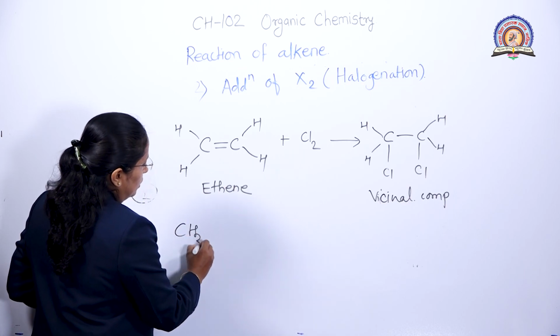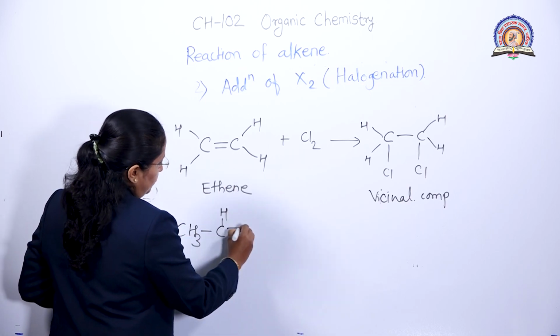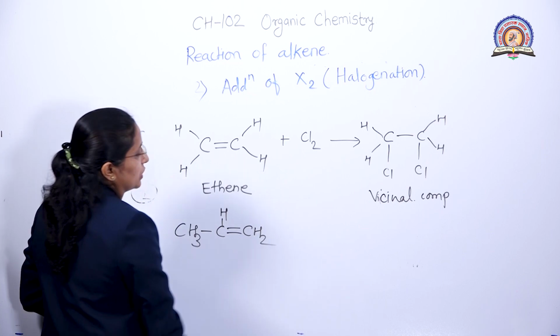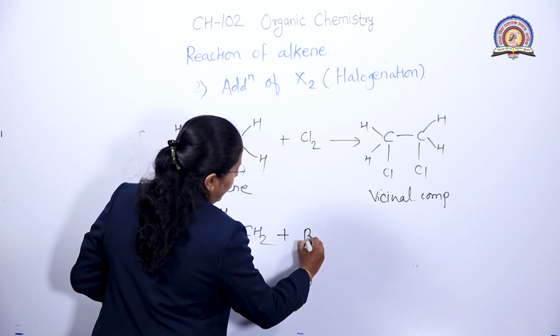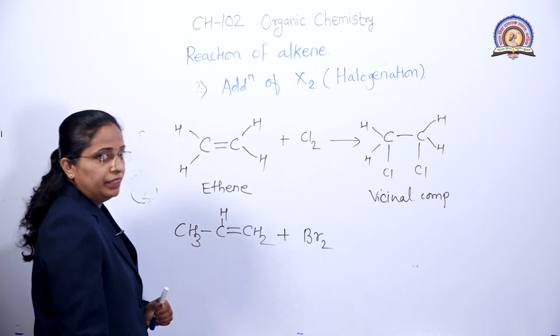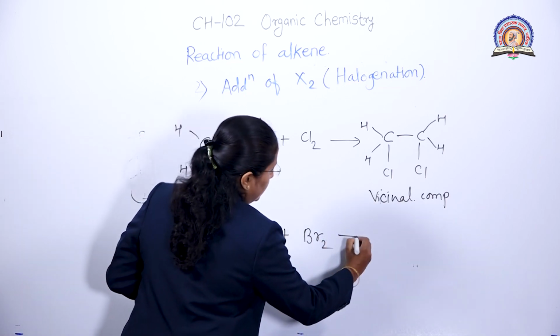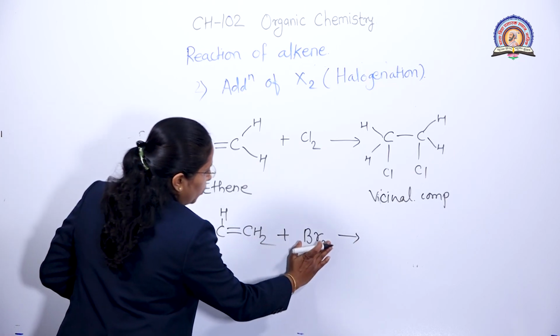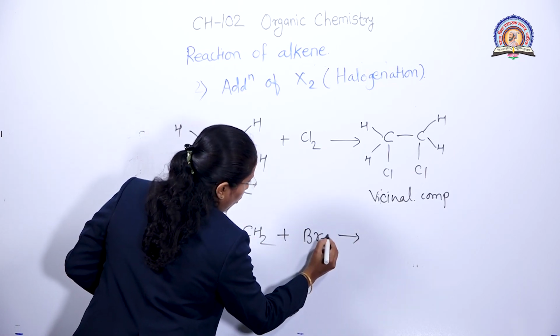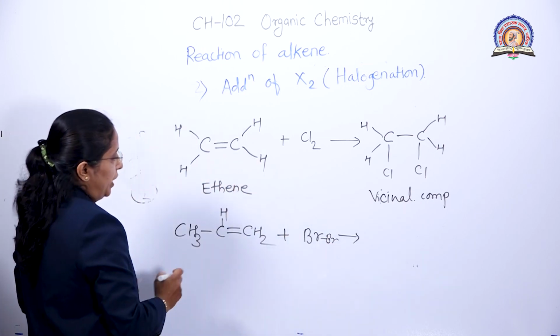Suppose we take the example, this is propene, right? So in that propene, when we add Br2, bromine, then what happens? We see the mechanism also. In this case, this double bond, bromine is present in dimer form in this way. So what happens?